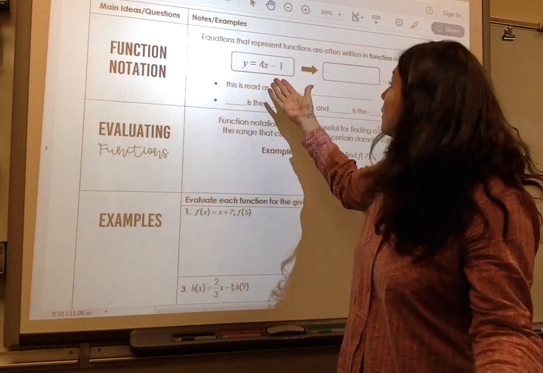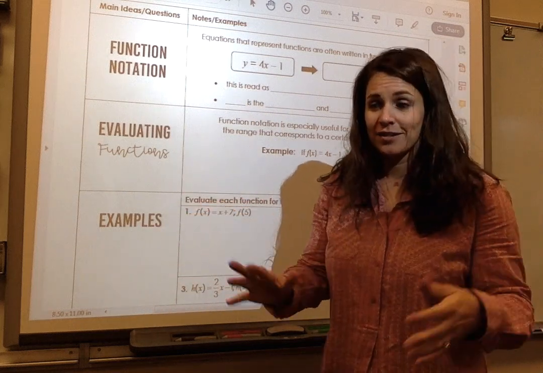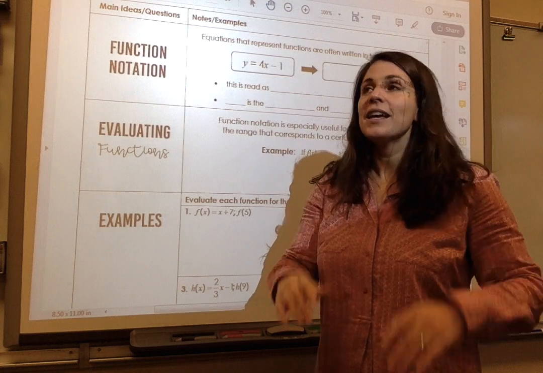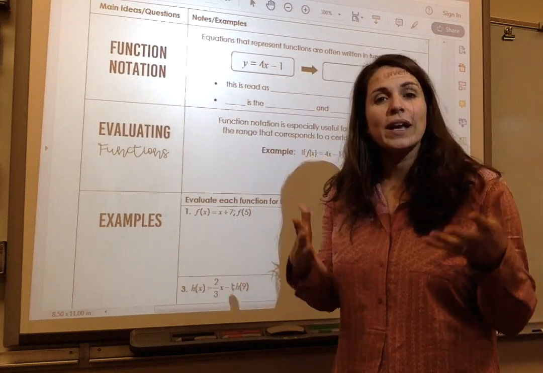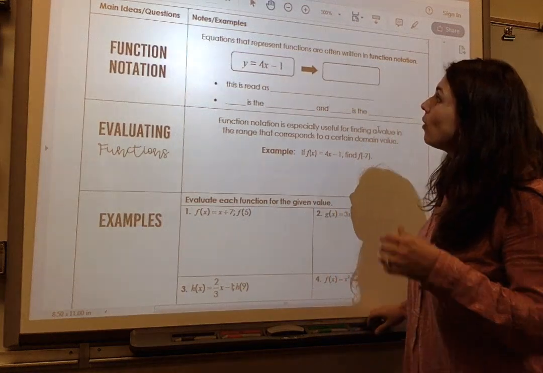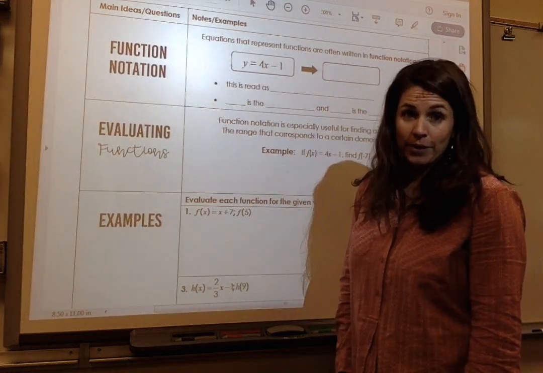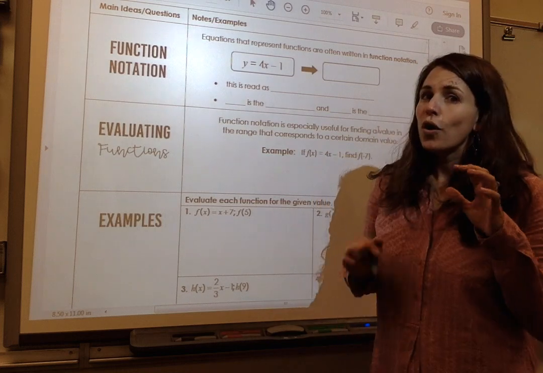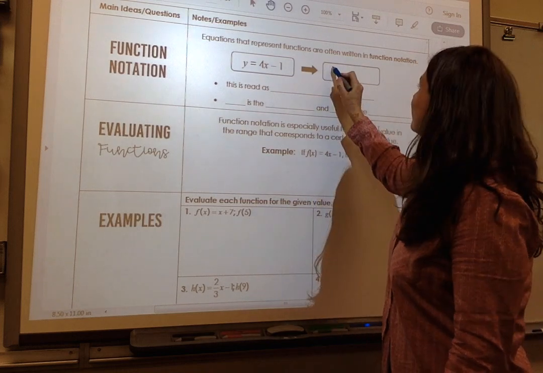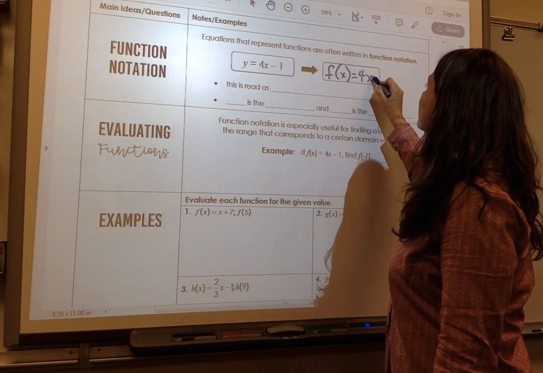Y equals 4x minus 1. We've seen that before. Function notation, I don't want you to overthink it. It is just a fancy way to write something. And here's how we do it. We already know that x is an input and y is an output, right? Watch the only thing I'm changing. f of x equals 4x minus 1.